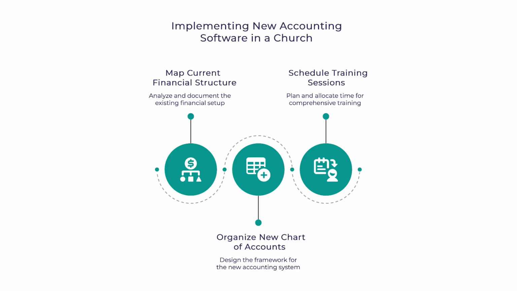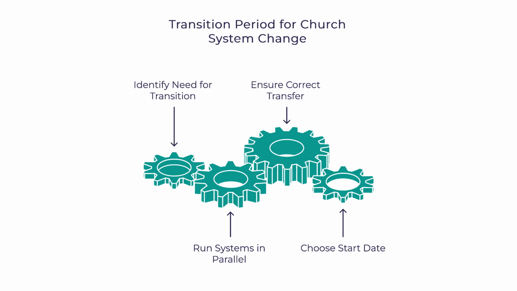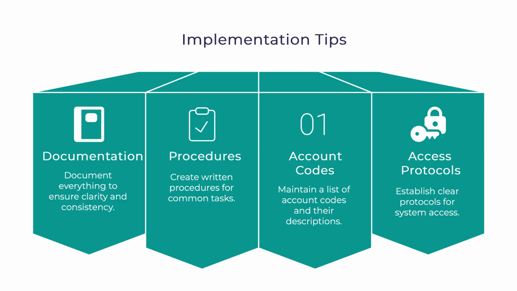The first step is to map out your current financial structure and decide how you want to organize your new chart of accounts. Then, you'll want to set aside time for proper training, not just for the primary users, but for anyone who might need to access the system. That makes sense. Is there typically a transition period? Yes, most churches find it helpful to run both systems parallel for a month or two to ensure everything transfers correctly. It's also important to choose a start date that aligns with your fiscal year, or at least the beginning of a quarter. Are there any other implementation tips you'd recommend?